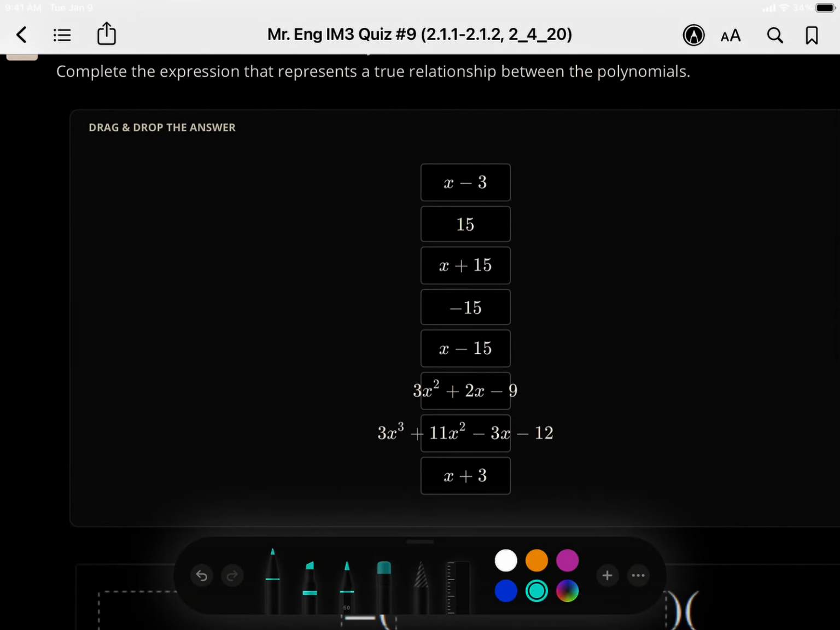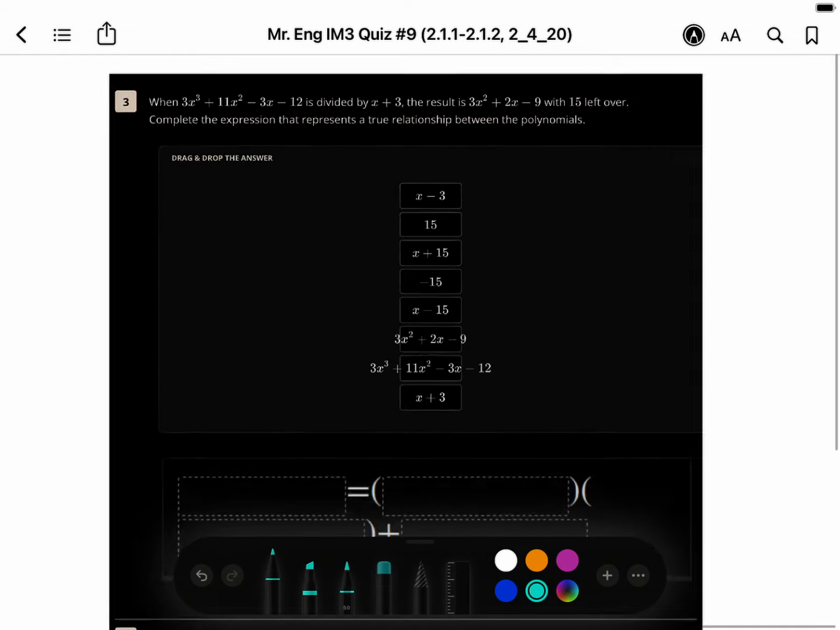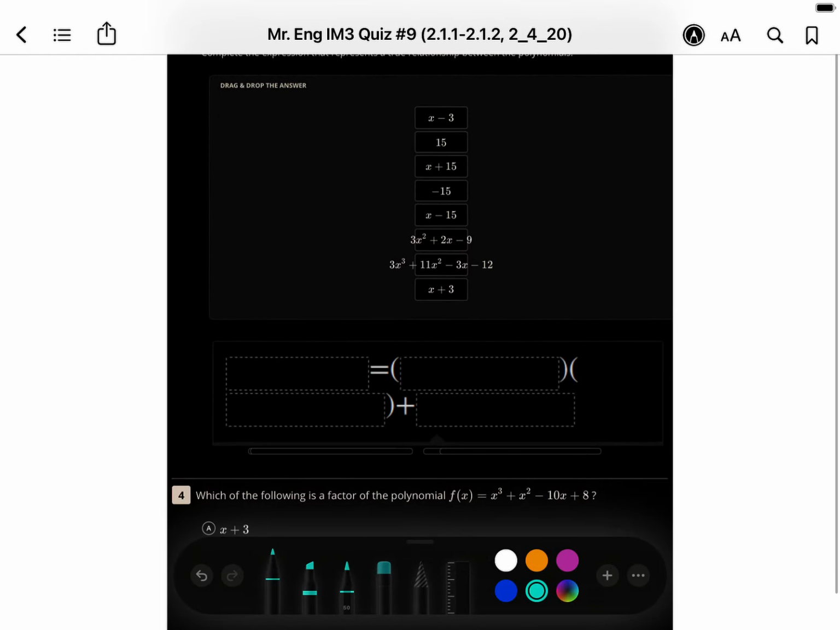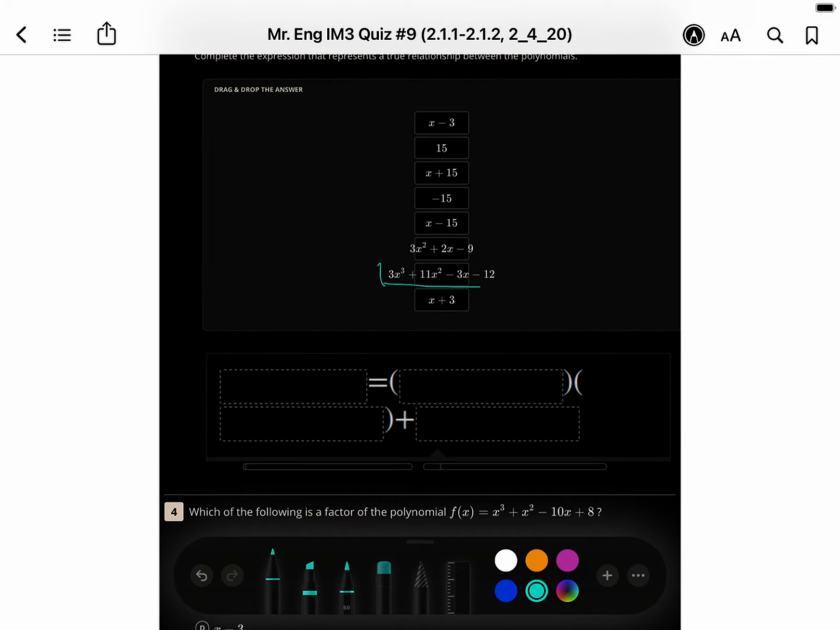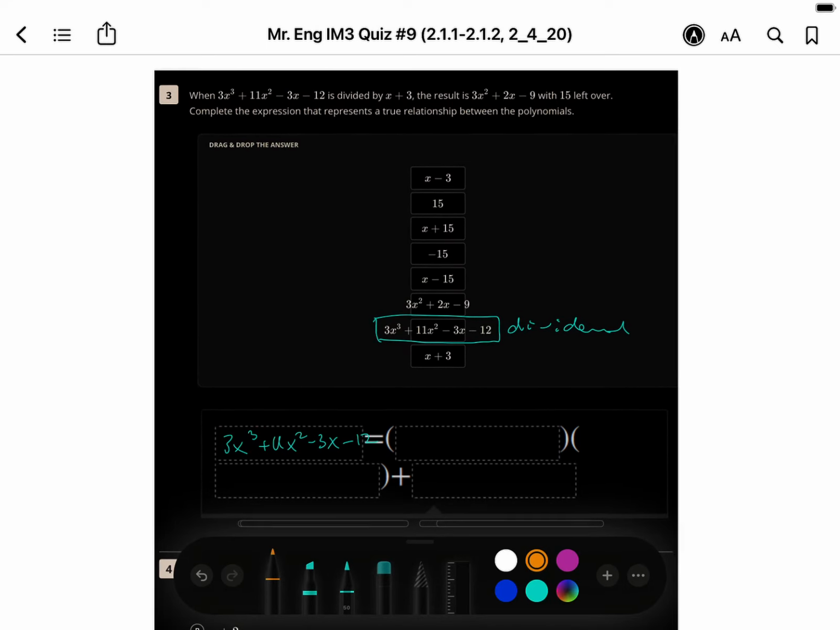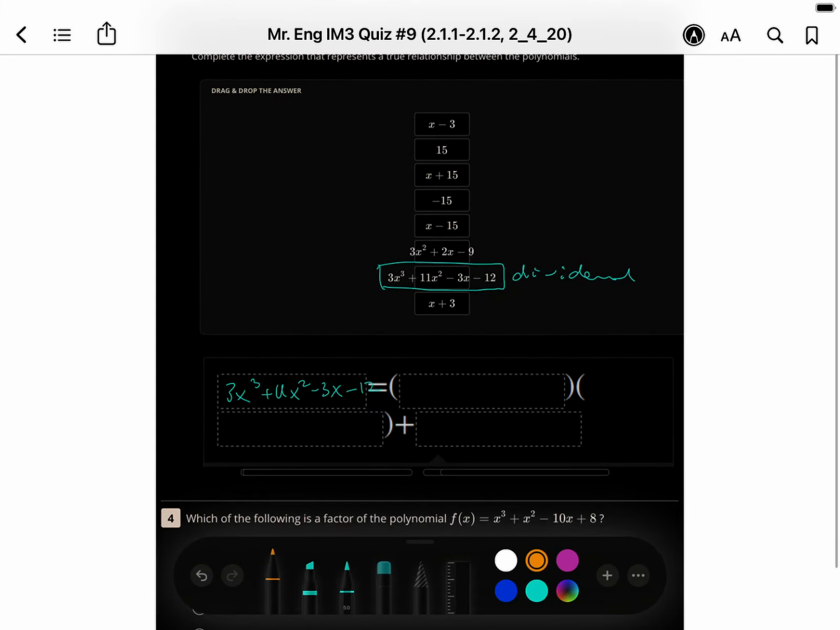All right, so it's a little bit hard because I have to keep moving it down, but that original expression is here. And this is your dividend. So I would write that here. That's what I would drag here. And then the second part is, well, what would happen? And it tells us it is divided by x plus 3.